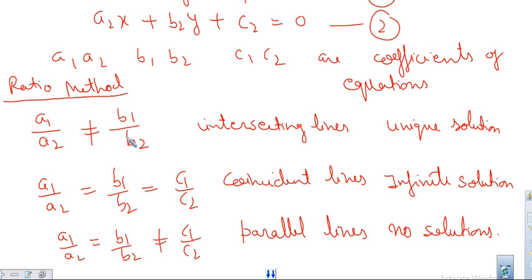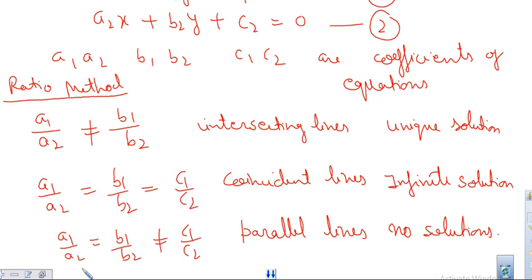If the first two ratios are not equal, then the graph comes out to be intersecting lines. That means you will find the unique solution. Now, if the ratio of a1 and a2 equals b1 upon b2 equals c1 upon c2, then the graph comes out to be coincident lines or overlapping lines. In that case, you will find infinite solutions.